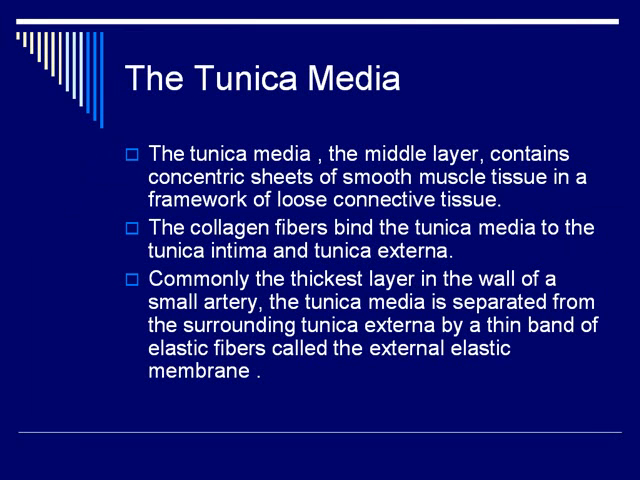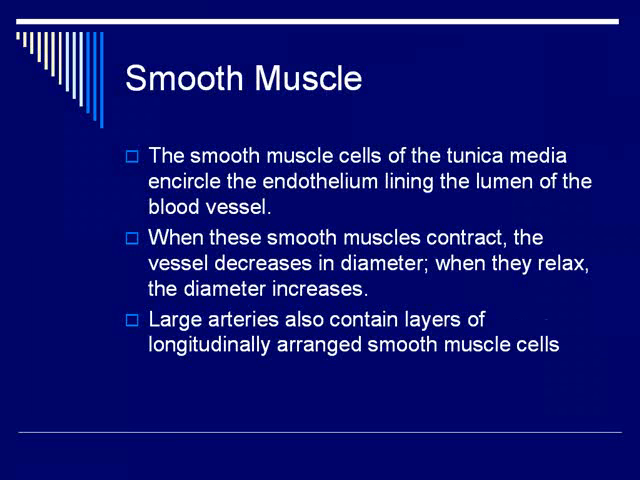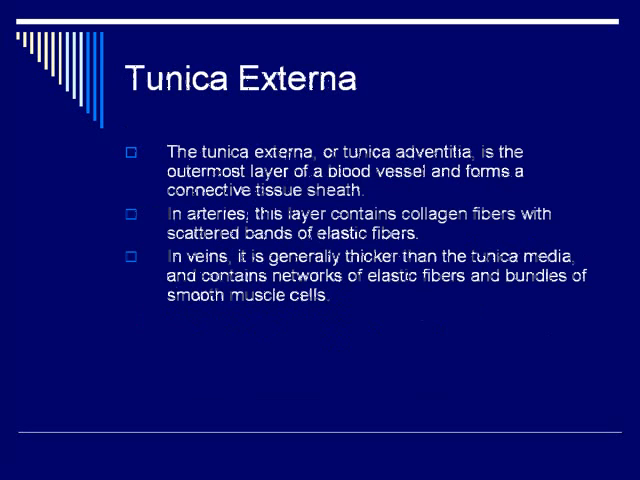Tunica media, middle layer, contains the concentric sheets of smooth muscle, collagen fibers as well, commonly thickening the wall in small arteries. The tunica media is separated from the surrounding tunica externa by a thin band of elastic fibers called external elastic membrane. Then the smooth muscle cells of the tunica media encircle the endothelial lining of the lumen of the blood vessels. When these smooth muscles contract, vessels decrease in diameter. When they relax, the diameter increases. Large arterioles also contain layers of longitudinally arranged smooth muscle.